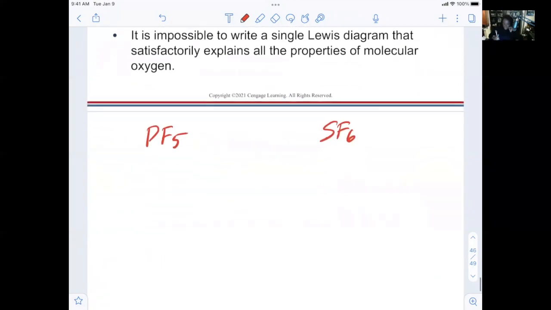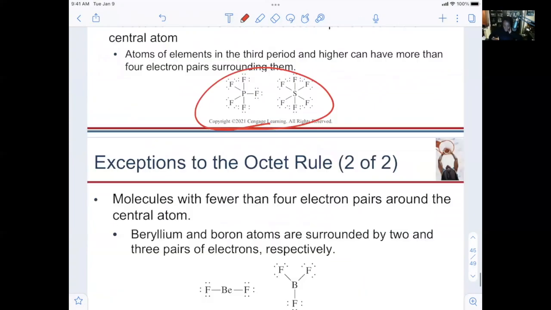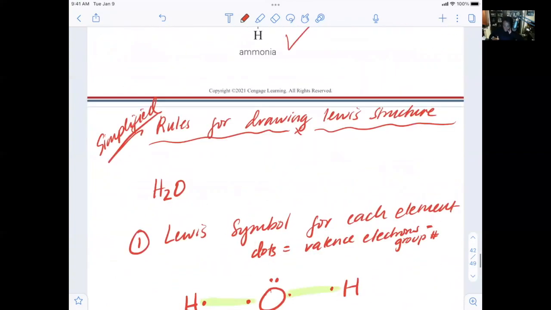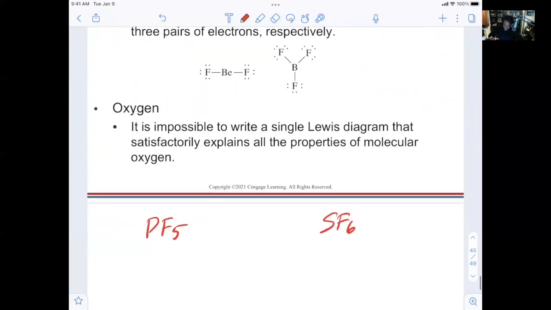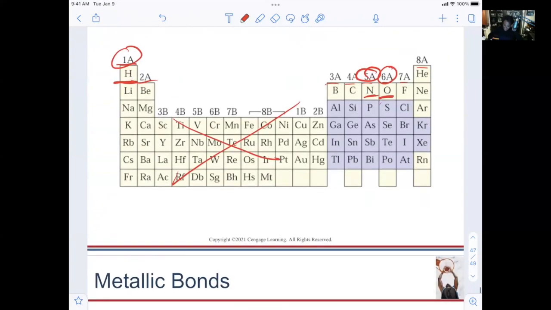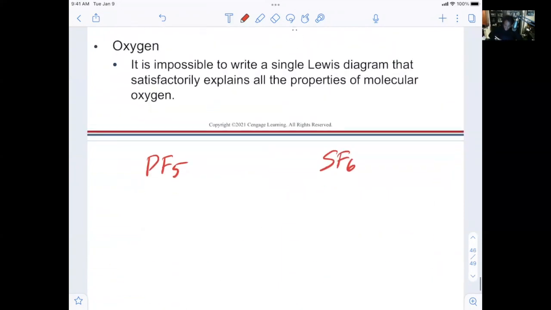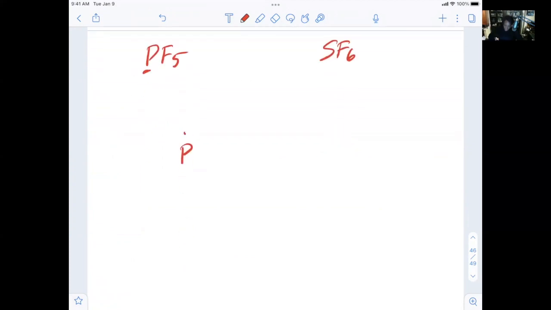PF5, SF6, okay? So PF5. Remember, P, phosphorus, is in group 5, it's somewhere here. Where's the periodic table? Oh, the periodic table is at the bottom, my bad. P is in group 5, right? F is in group 7, so let's look at this. Because we only have one P, it will be in the middle. It's surrounded by 5 electrons, 1, 2, 3, 4, 5. And each F is surrounded by 7 electrons, okay? So I'm going to draw one F like that, 1, 2, 3, 4, 5, 6, 7.